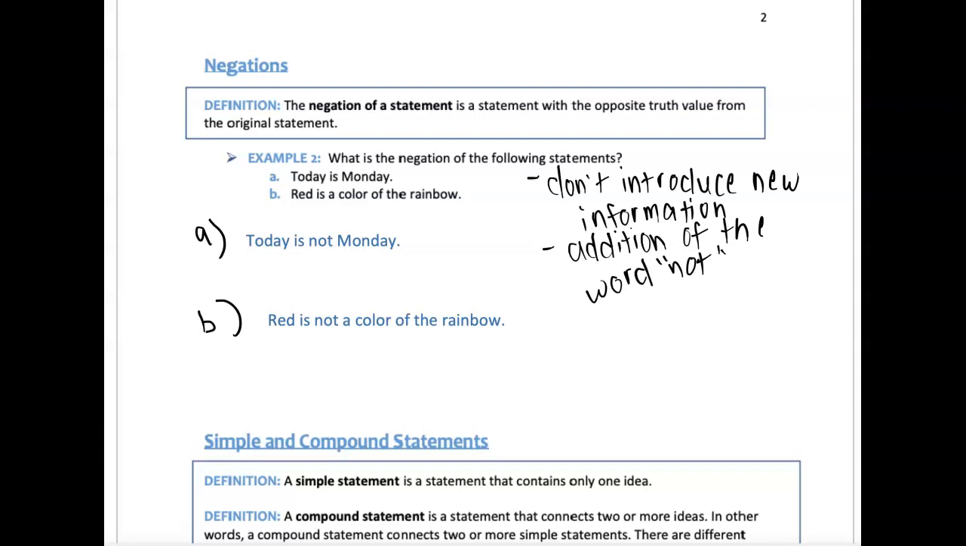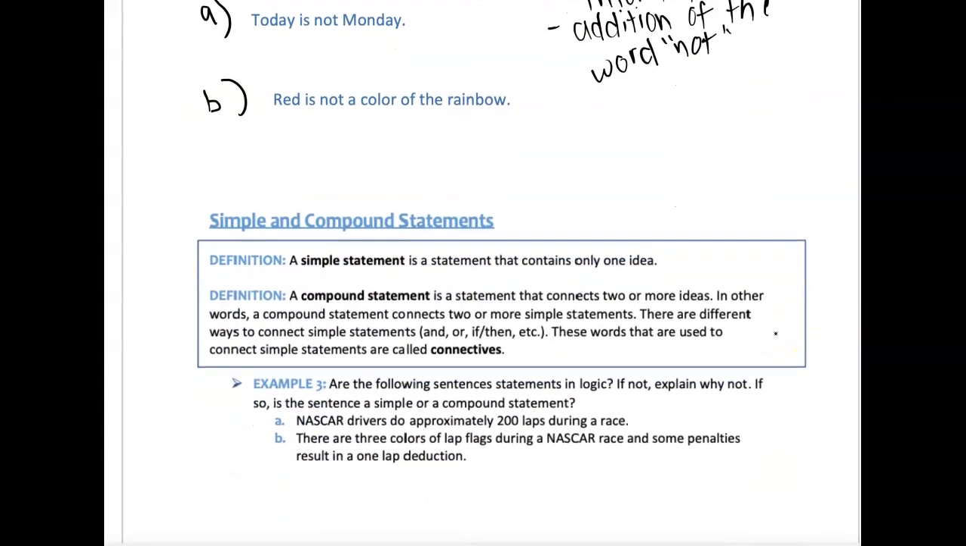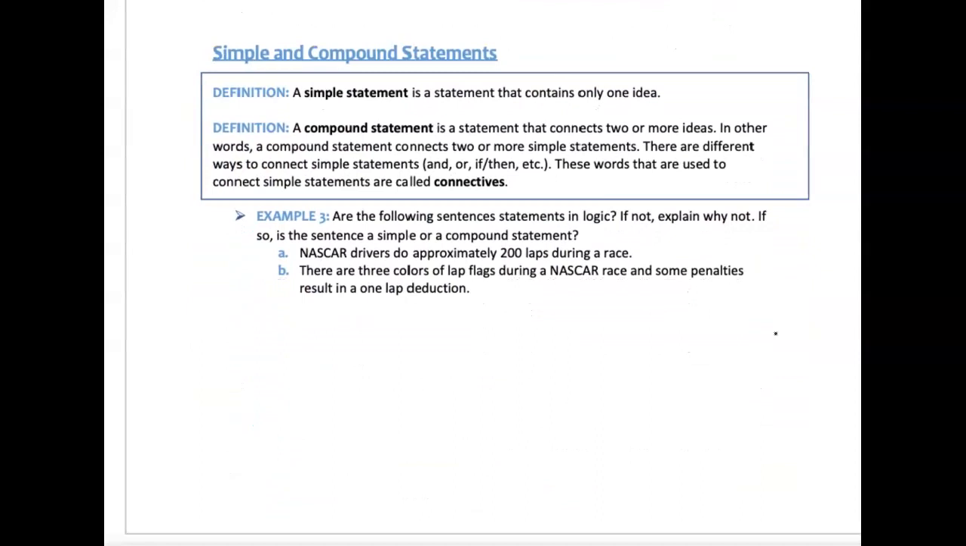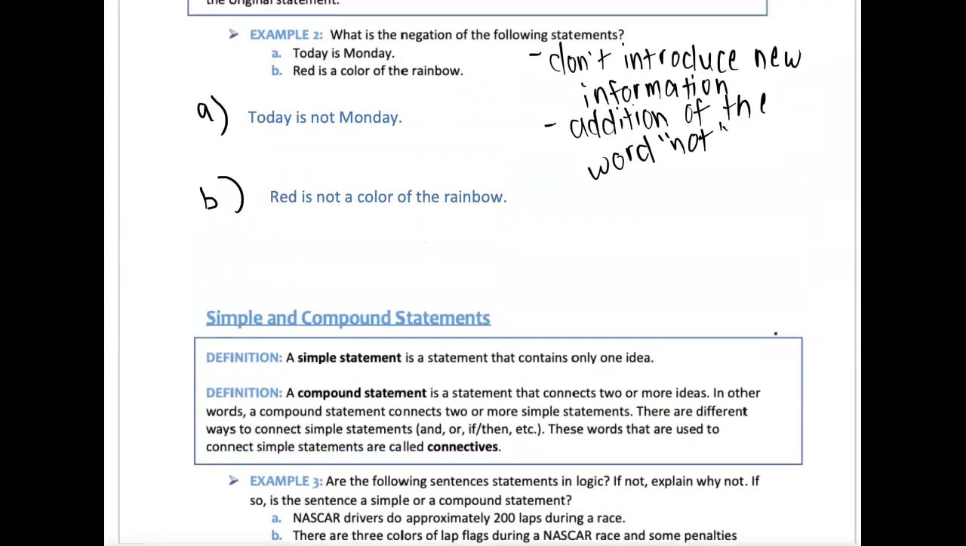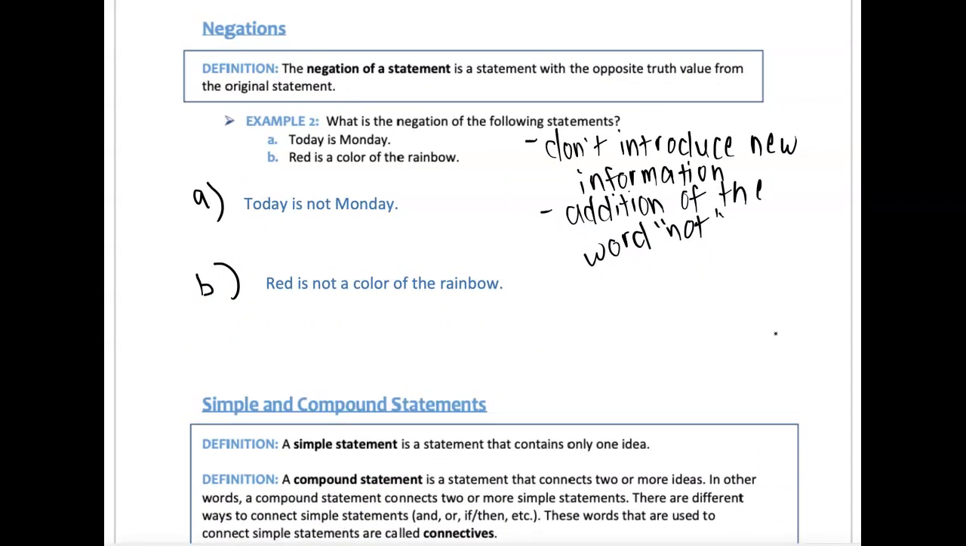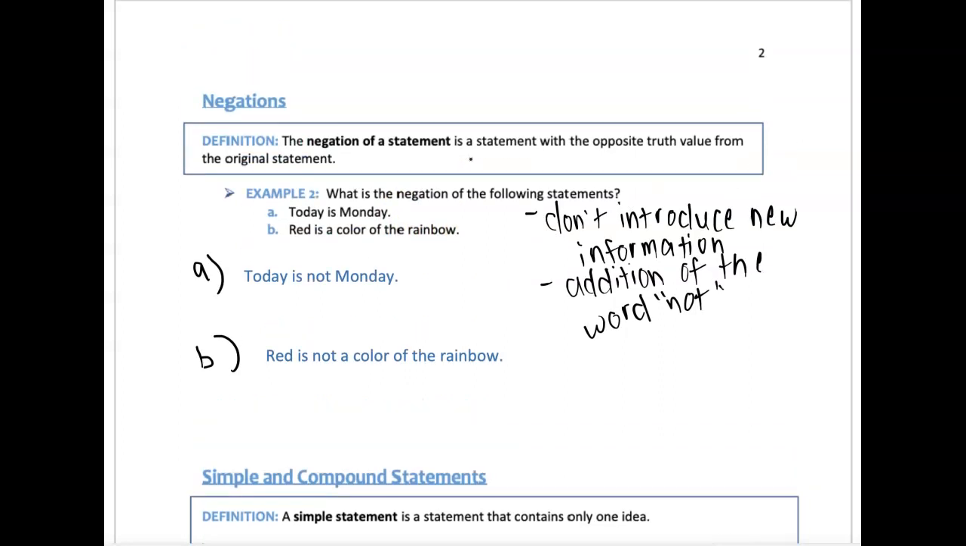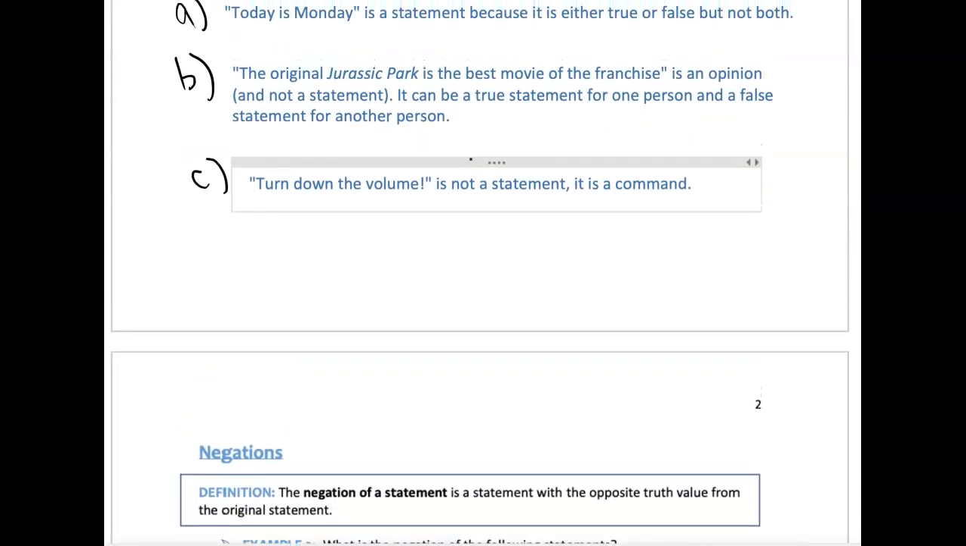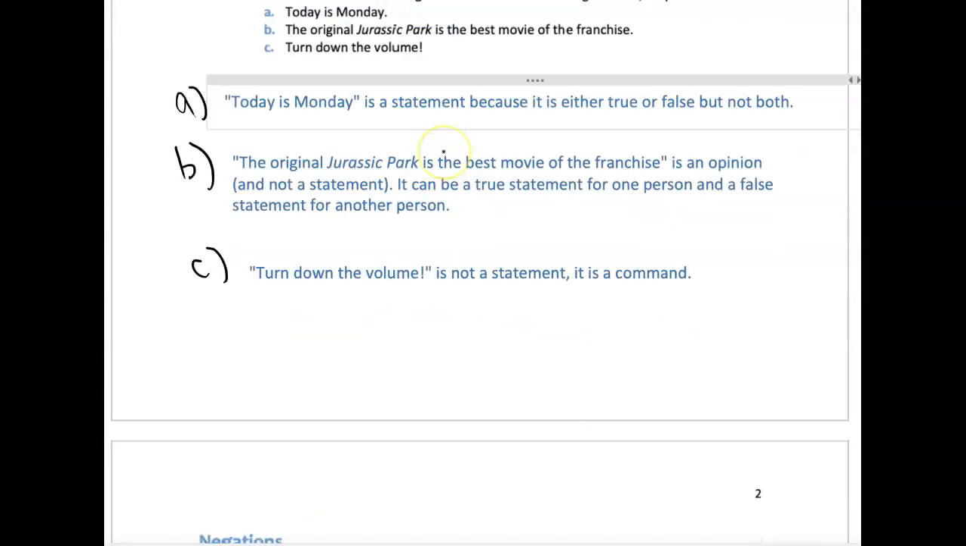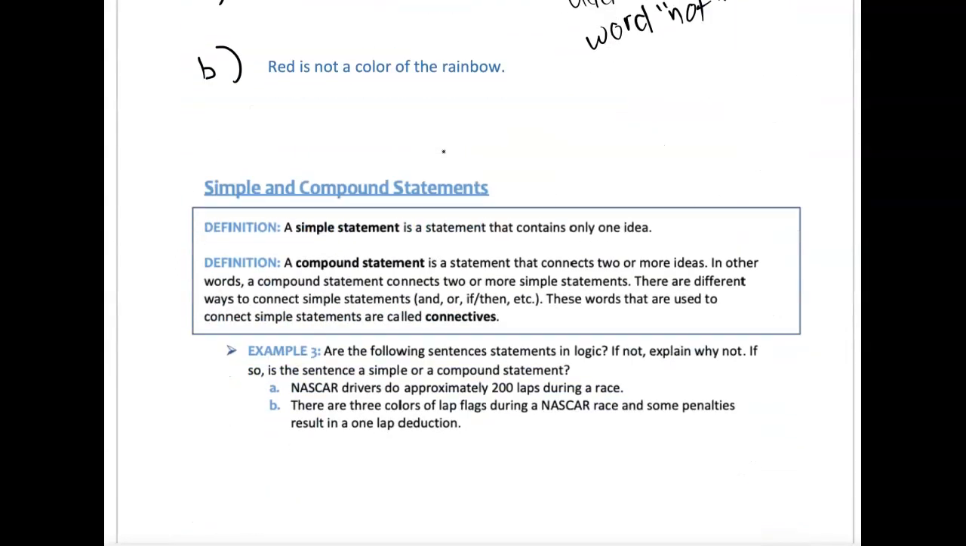Okay. The last objective of this video is to talk about simple and compound statements. So a simple statement is a statement that contains only one idea. Let me scroll back here a little bit. I believe all the statements we've seen so far are simple. Today is Monday. That statement contains one idea. Red is a color of the rainbow. That contains one idea. So the statements we've seen so far contain one idea.